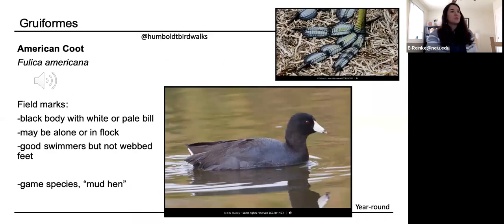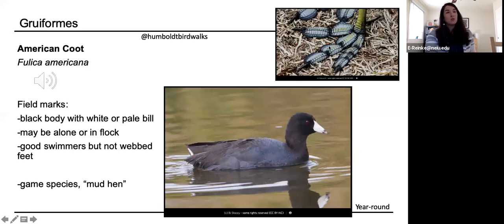Okay, the next one is the American coot. So this is more duck-like than the herons. And the group it's in is called Gruiformes. These guys are really easily ID'd because they are mostly plain black with a really pale bill. Here in Chicago, we usually see them alone. And they're actually really good swimmers, even though they don't have webbed feet.